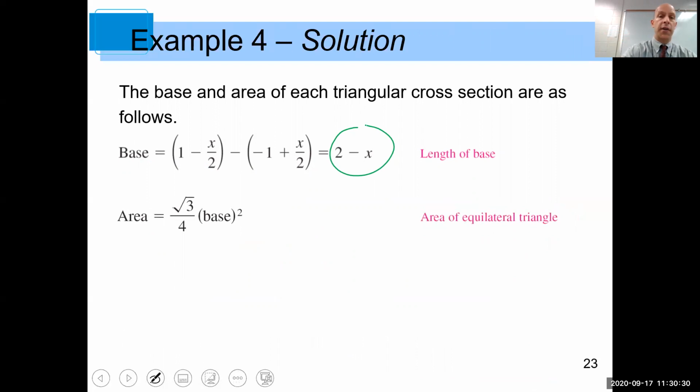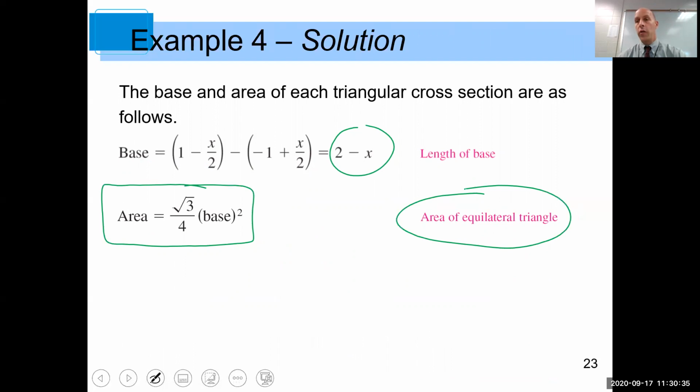Now here's that formula for the area of an equilateral triangle. I claim that you do not need to know that, even though we can easily derive it, but that's what it is. So if I have an equilateral triangle like this and the base is 5, then the area can be found by radical 3 over 4 times 25.